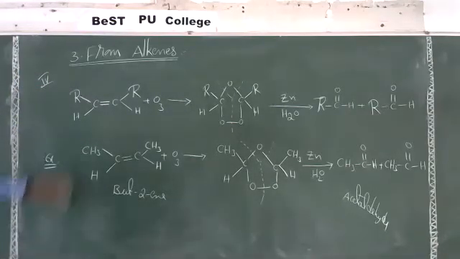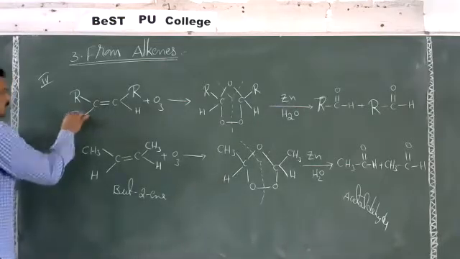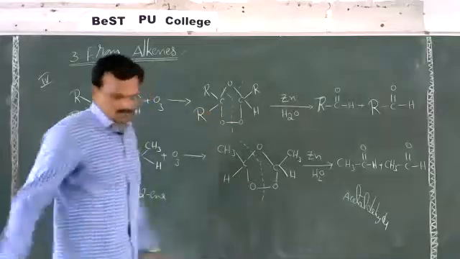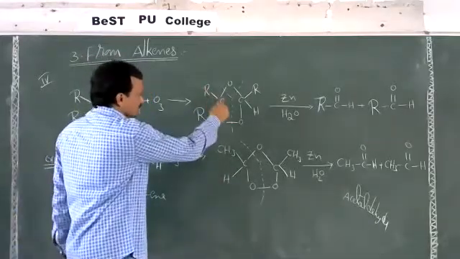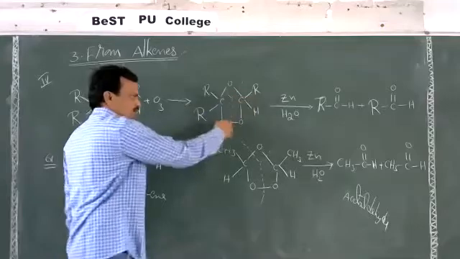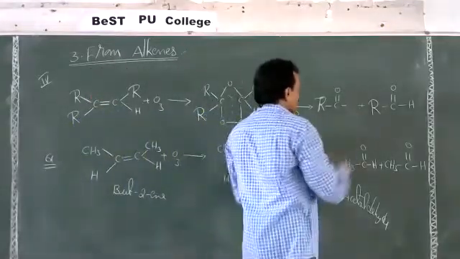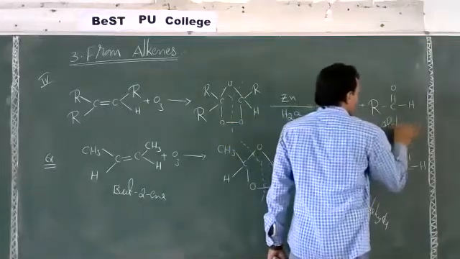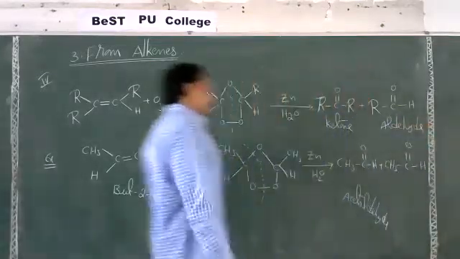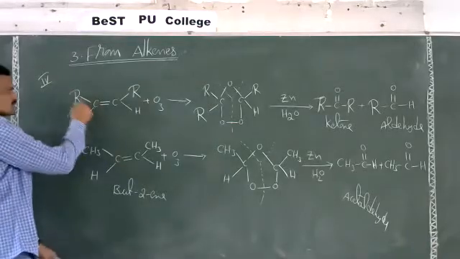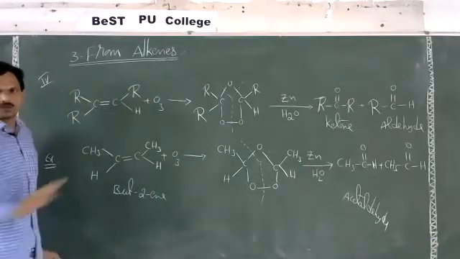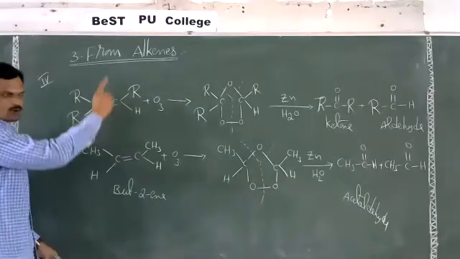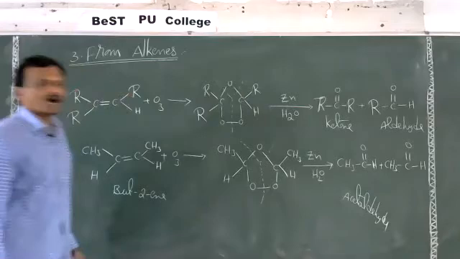Now one more. I'll go for a tri-substituted alkene. Now one more hydrogen is replaced by an alkyl group. Now replace this hydrogen also with an alkyl group. Now what can you get here? RCOR, and on hydrolysis of this ozonide, we get RCOR plus RCHO. That means 1 mole of ketone plus 1 mole of aldehyde. In this tri-substituted alkene, on this carbon 2 alkyl groups are there, on this carbon 1 alkyl group is there. So a tri-substituted alkene gives 1 mole of ketone and 1 mole of aldehyde.